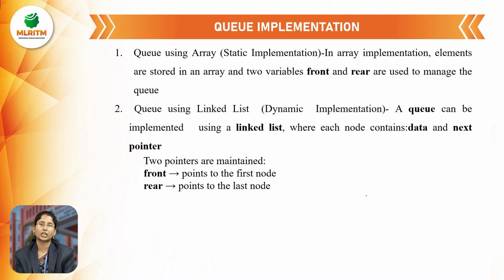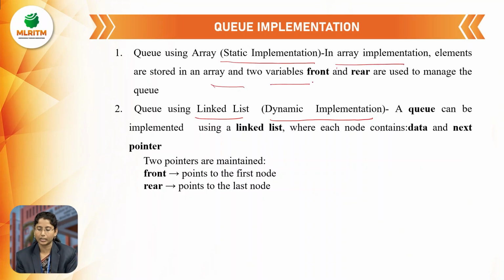Next is queue implementation. Similar to the stack implementation, the queue is also implemented by using arrays and linked lists. The array implementation we call a static implementation, whereas the linked list implementation we call a dynamic implementation. In array implementation, elements are stored in an array and two variables. In a stack there is only one end, but in the queue we have two ends. That's the reason in the stack we have only one variable, that is top, but in the queue we have two variables, front and rear, used for deletion and insertion.